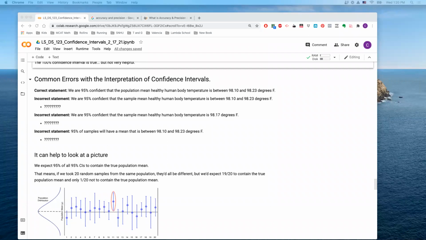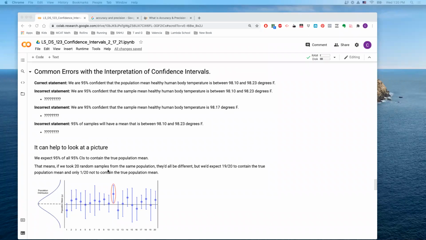All right, so let's talk about some common errors interpreting confidence intervals. A correct statement summarizing our results is that we're 95% confident. So there's my statement of confidence, how confident I am. My second thing is a statement about the population parameter, that the population mean healthy human body temperature is between 98.1 and 98.2-ish degrees Fahrenheit. So I've got my confidence statement, my statement about the population parameter, and my range that I calculated for my confidence interval.